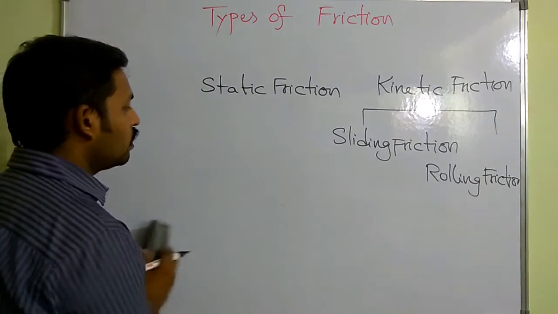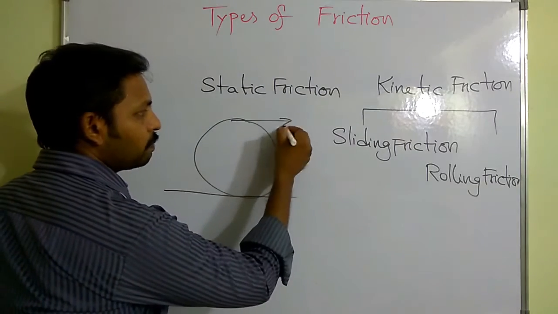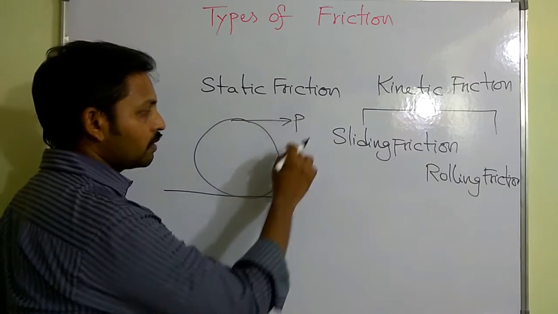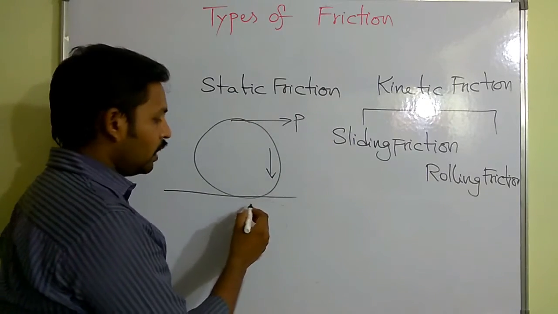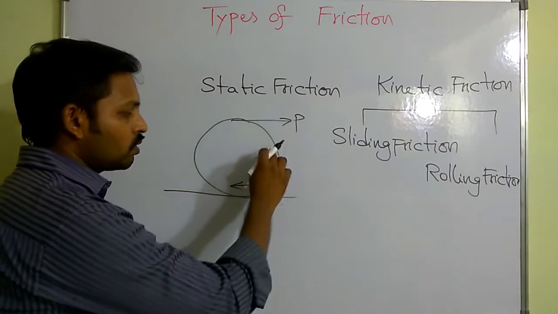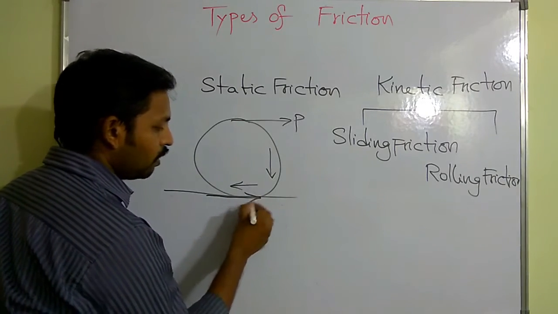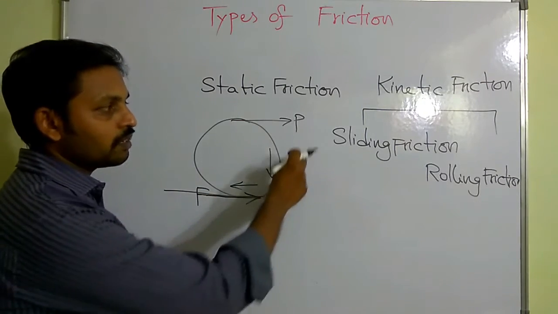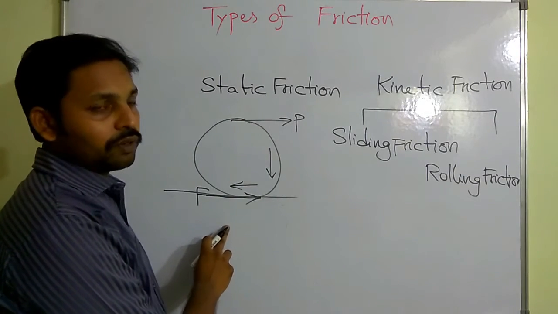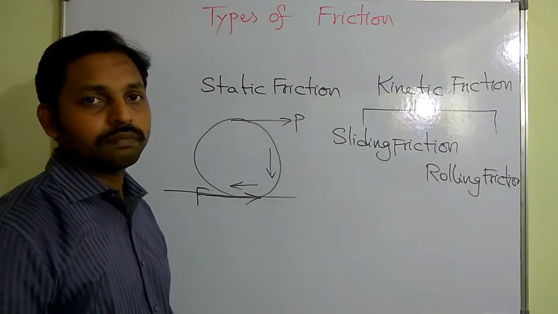How it is different means, here this is the wheel. I am applying force P in this direction. When I apply force P in this direction, at this point it will be like this. At this point it is vertically downwards. At this point it is in this direction. That means the wheel is rotating in this direction. So at this point the motion is in this direction, and therefore the frictional force will be opposite in this direction. Here if you observe, the applied force is along positive x-axis and the frictional force is also along positive x-axis. So that is the difference between sliding friction and rolling friction.